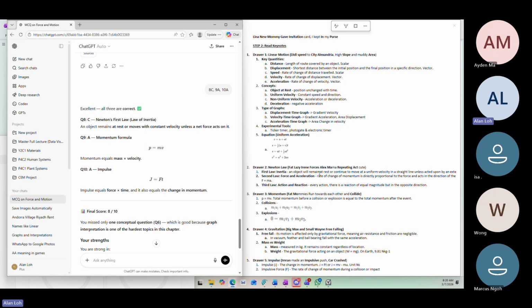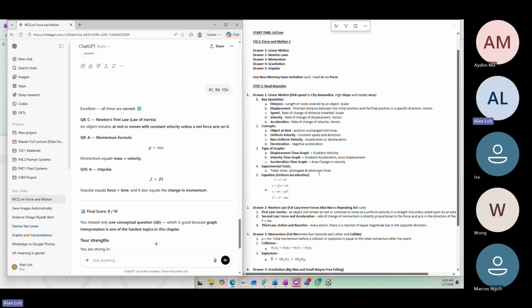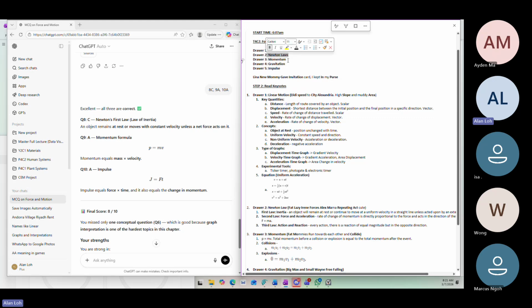How do you remember what is in this chapter? If somebody asks you tomorrow, you're going to come back to this story again. Lina knew mommy gave invitation card and I kept it in my purse. With this story, you can remember the names of the drawers. By just remembering these names, I'm sure by now you can already explain what is linear motion, what is Newton's law, what is momentum, what is gravitation, what is impulse, right? Because you have this drawing with you.